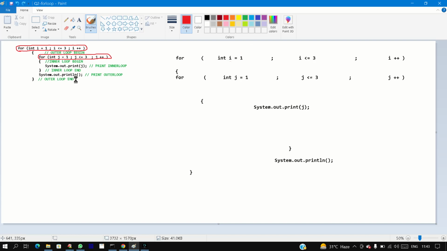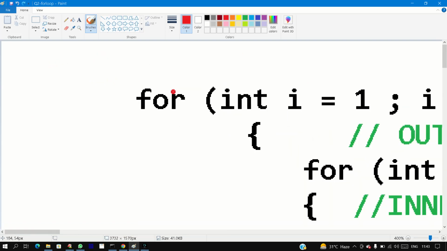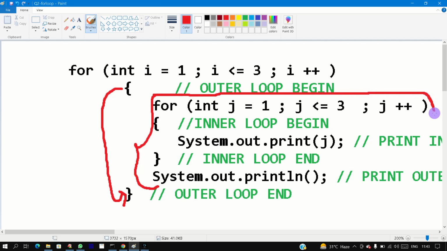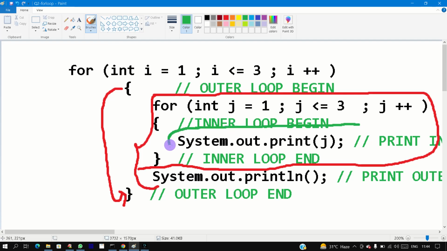Just try to understand once again what just happened. From this brace to this brace, this is the body of the inner loop. Sorry, this is the body of the outer loop. This area is the body of the outer loop. Okay. And this area is the body of the inner loop. Fine.